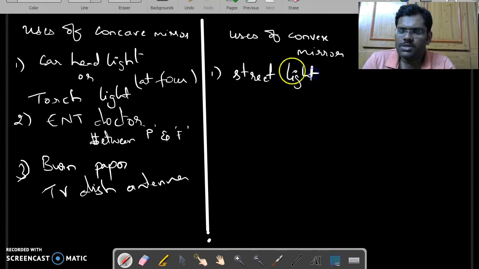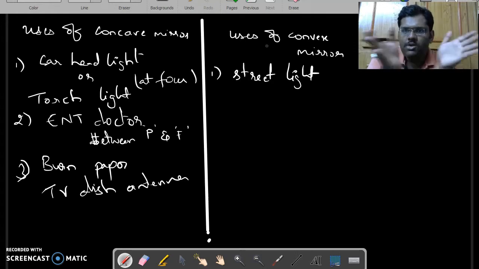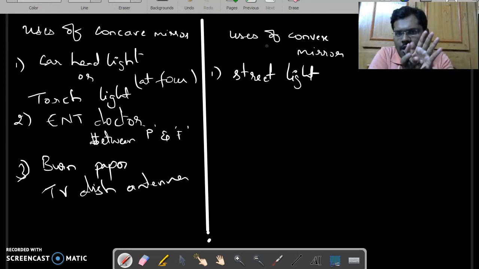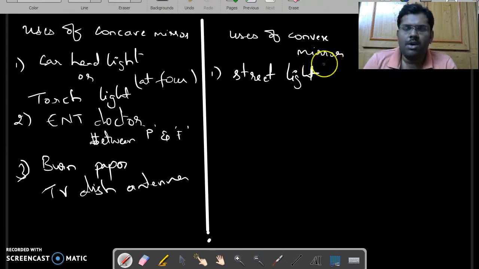Why are we using them in street lights? Because convex mirrors are diverging. We need the light to diverge, and if we need diverging light, we definitely need a convex mirror, as convex mirrors are diverging mirrors.